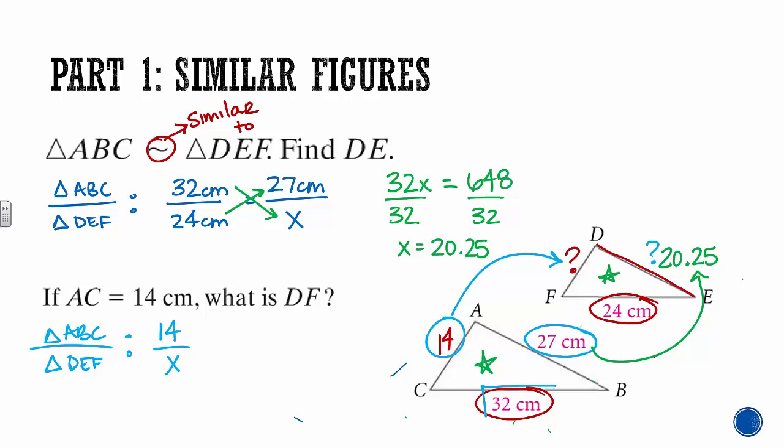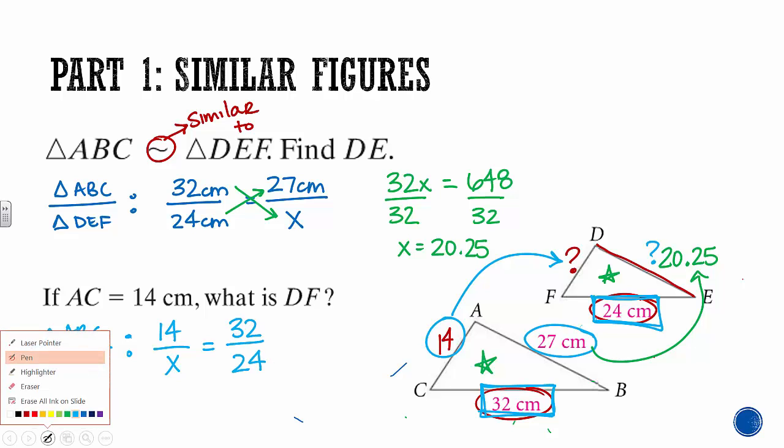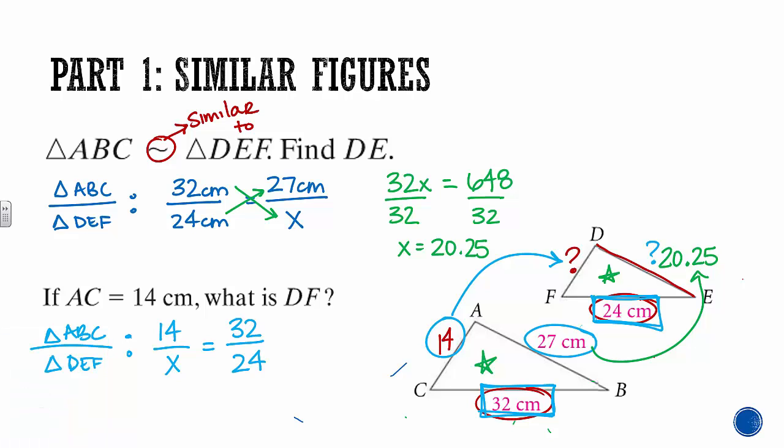And then we could take any of the other information. I'm going to take what they gave us, this 32 and this 24. Remember, we want to make sure that triangle ABC's stuff stays on the top. So 32 is going to go on the top, and 24 is going to go on the bottom. And again, just like the last time, all we're going to do is cross multiply. So 14 times 24 is 336, and that's going to equal x times 32. If we divide both sides by 32, we end up with 10.5. So this side over here is 10.5.